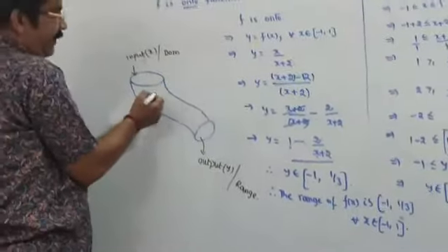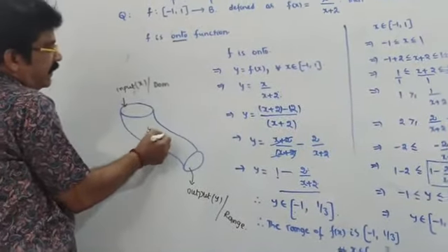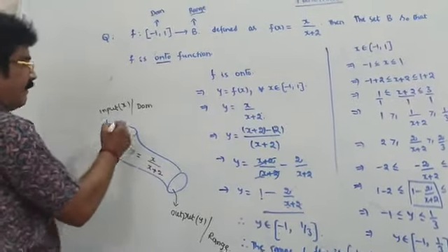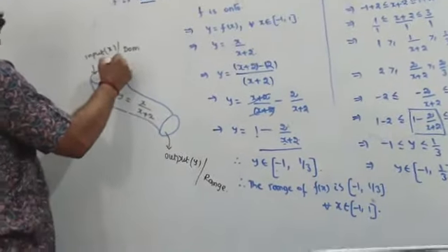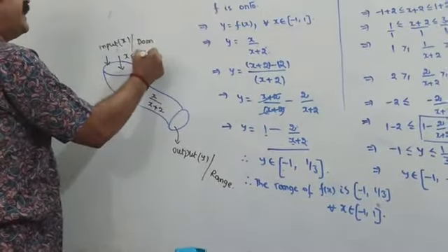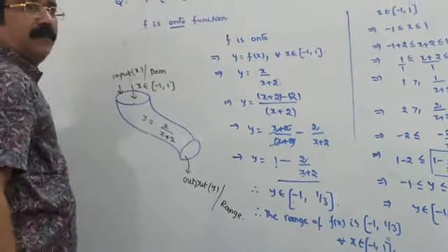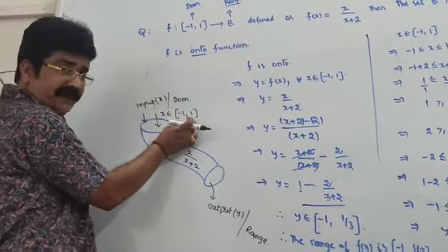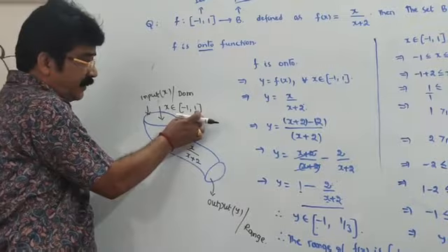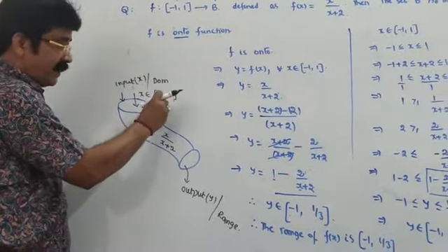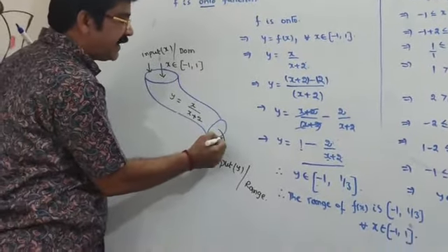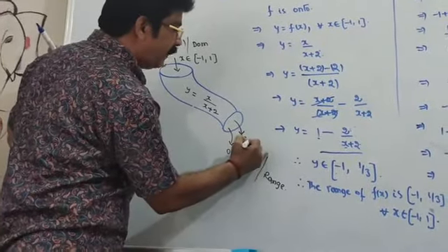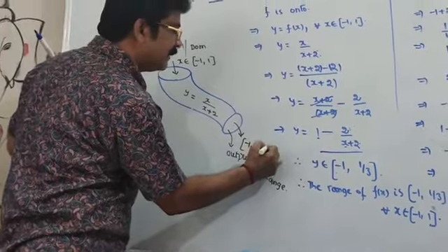So here f of x, function y is equal to x divided by x plus 2, whenever x belongs to the closed interval of minus 1 comma 1. It means, if we are putting x values in between minus 1 and plus 1, of course including minus 1 and plus 1, we are getting the result or output as the closed interval of minus 1 comma 1 by 3.